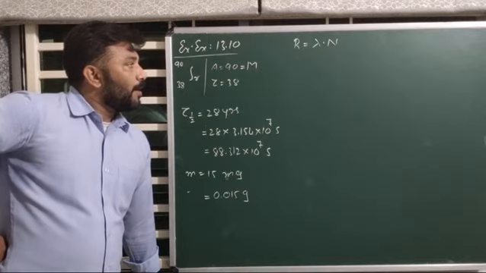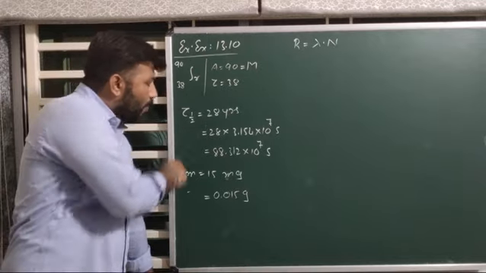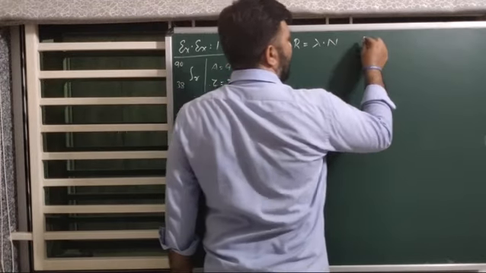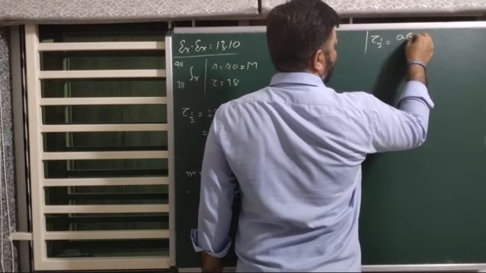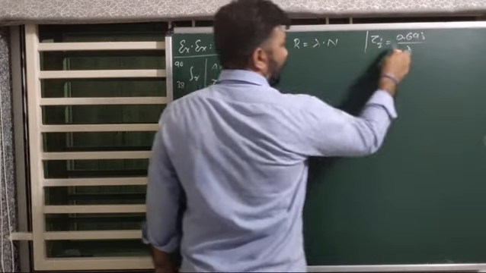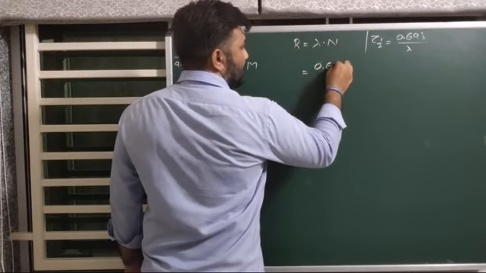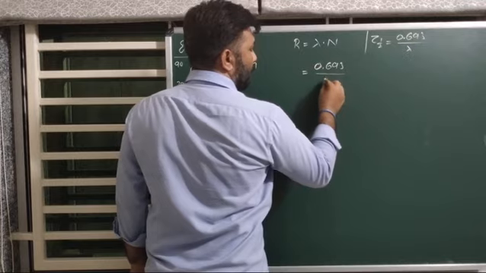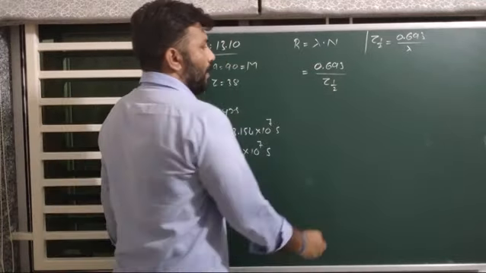So R is equal to lambda multiplied by N. Here tau half is given. So we have the equation tau half is equal to 0.693 divided by lambda. From that, make lambda the subject, and you will get lambda is equal to 0.693 divided by tau half, multiplied by N.